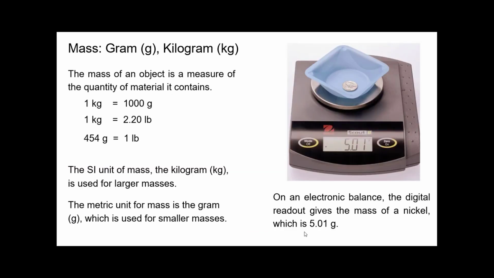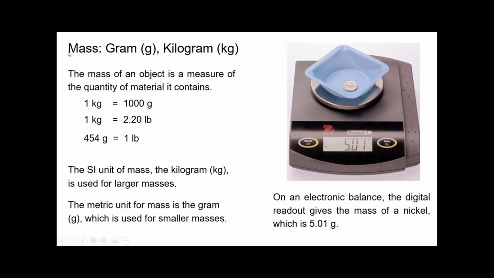So mass is in grams and kilograms. The mass of an object is a measure of the quantity of material it contains. It's not a scientific word, but I think of thickness, how thick and what you're made of. 1 kilogram is 1,000 grams. 1 kilogram is 2.20 pounds. So again, this one's not a 1-for-1, pounds and kilograms. And 1 pound is 454 grams.